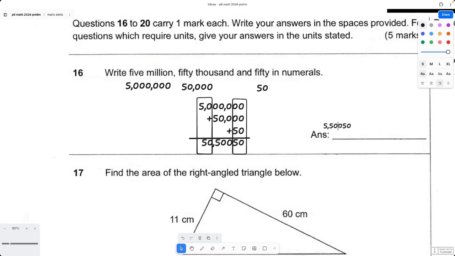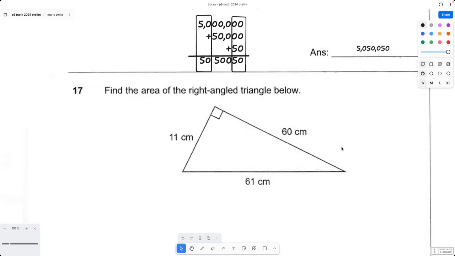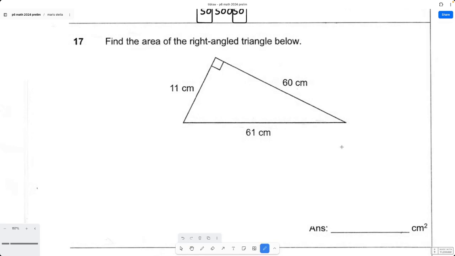Okay, 50,000, 50, 1, 2, 3, yep. 5 million. Correct. So 5 million, 50,000 and 50. That's what I see over here. So the comma shouldn't be after the 50. It should be like this, right? I will just put it like this. Yeah, there you go. Right, let's move to question 17.